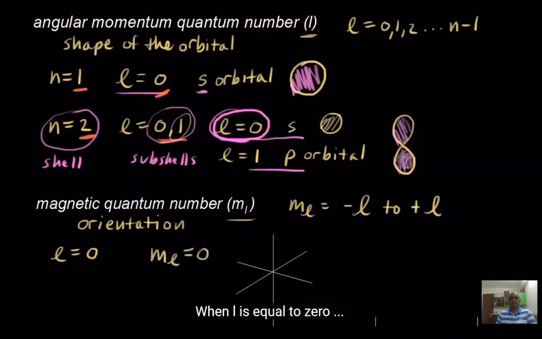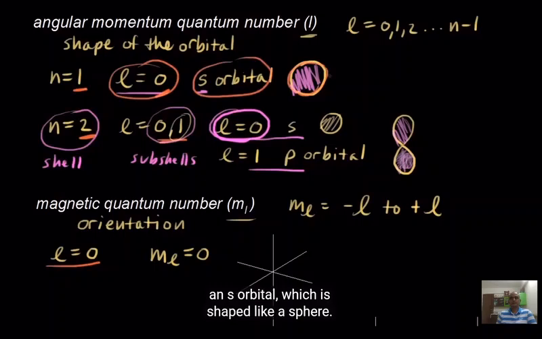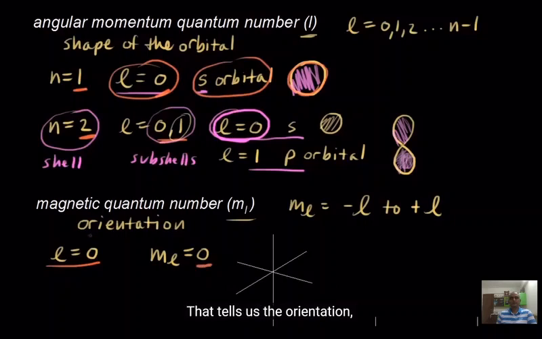So when L is equal to 0, let me use a different color here. So if L is equal to 0, we know we're talking about an s orbital, which is shaped like a sphere. And if you think about that, we have only one allowed value for the magnetic quantum number. That tells us the orientation. So there's only one orientation for that orbital around the nucleus. And that makes sense because a sphere has only one possible orientation.